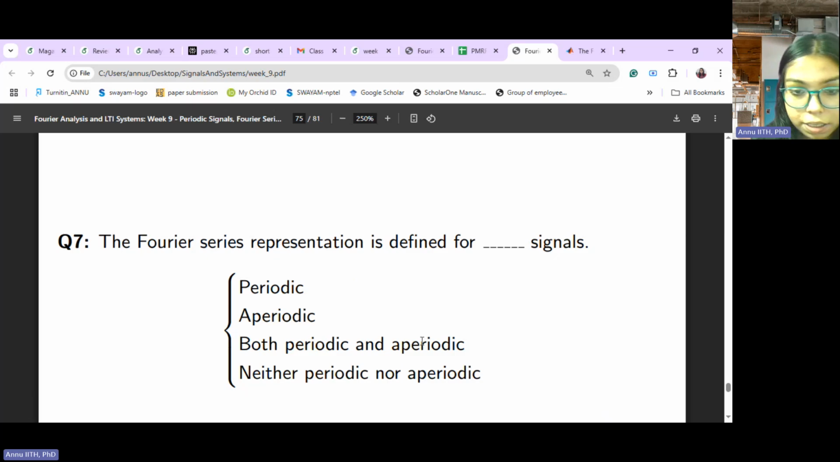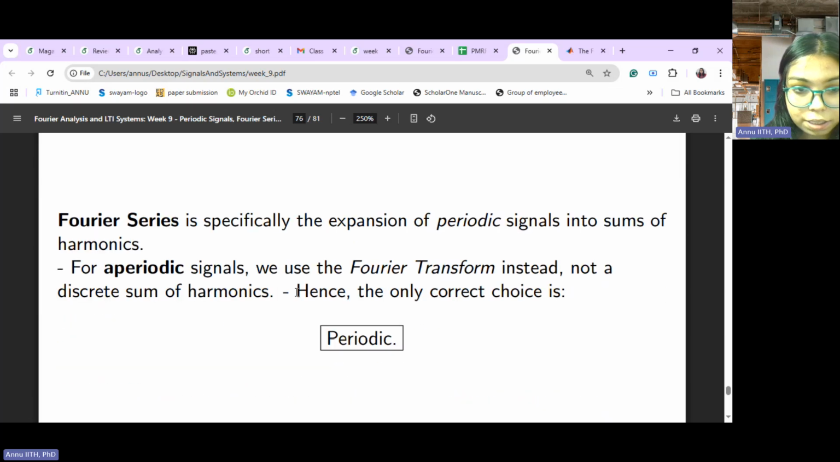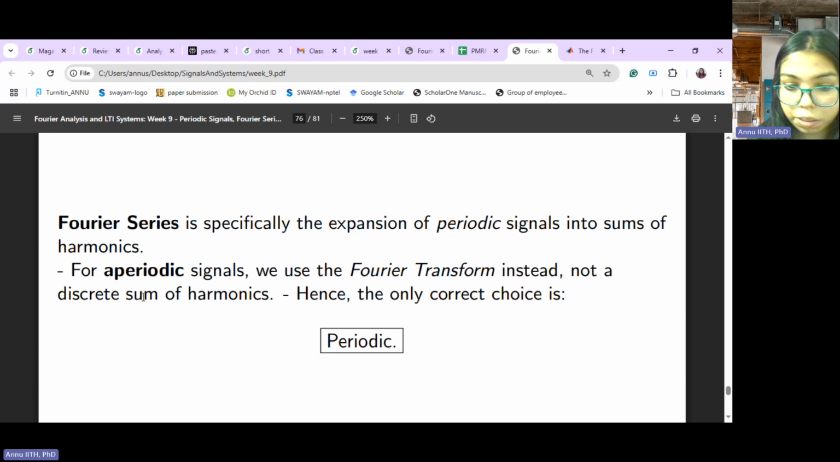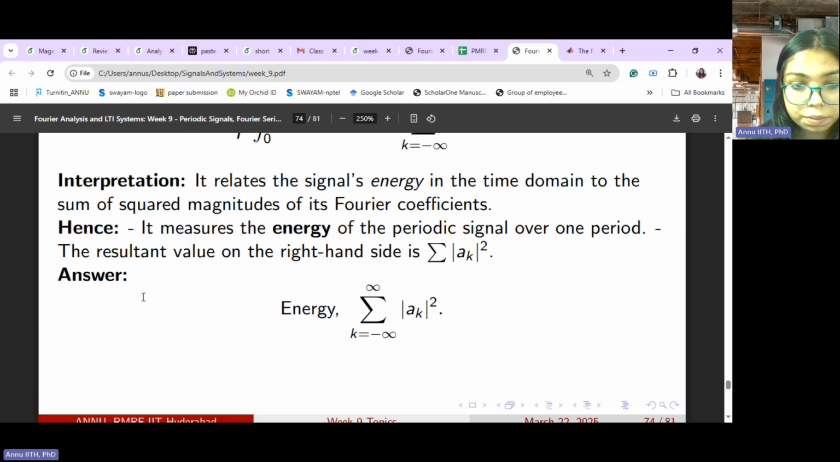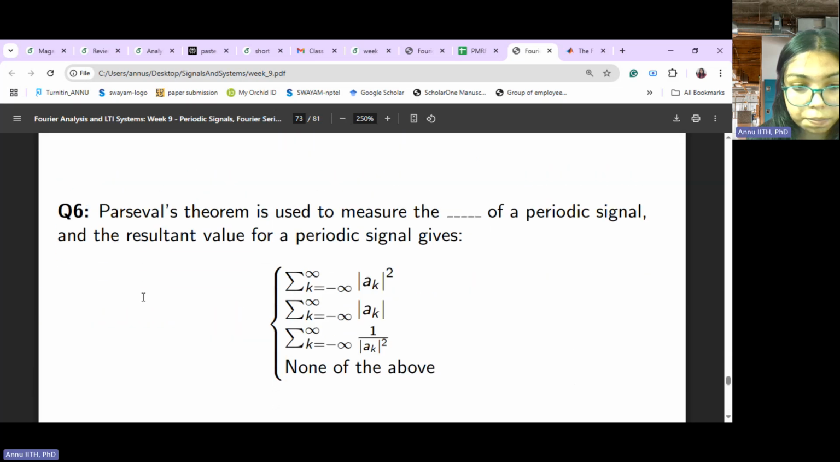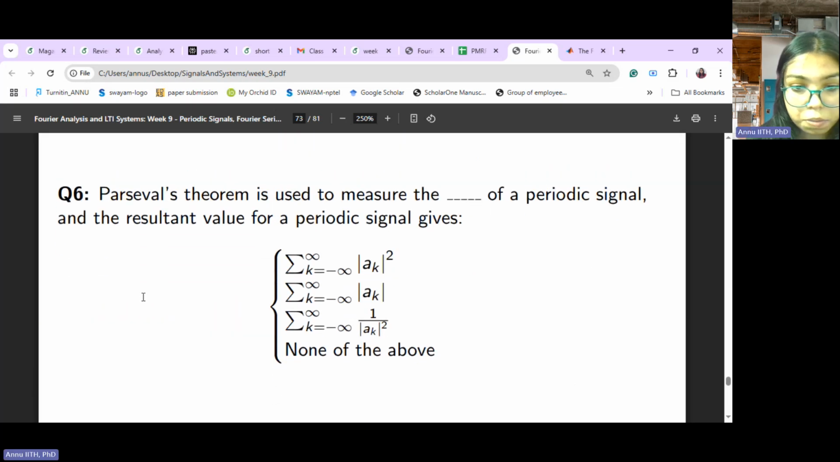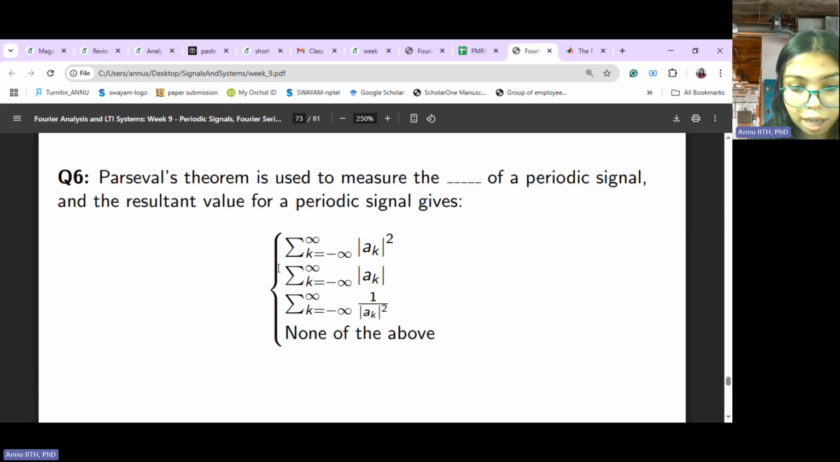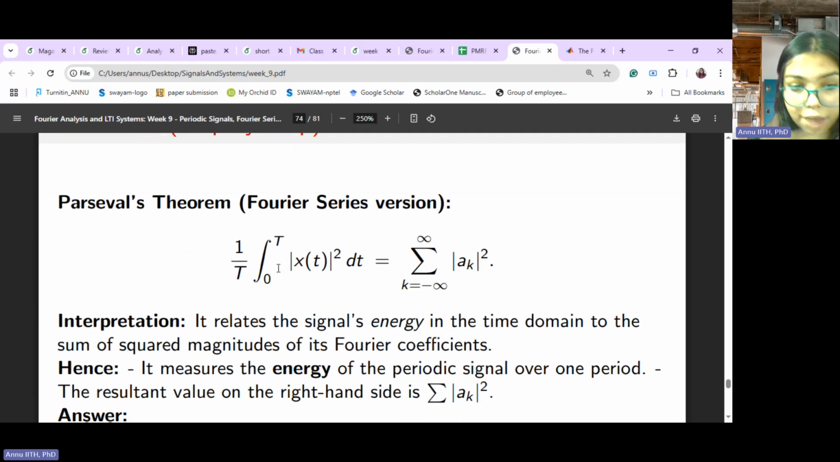The Fourier series representation is defined for a periodic signal. Step by step is like this only. It's specifically the expansion of a periodic signal into sums of harmonics. For an aperiodic signal, we use the Fourier transform instead, not a discrete sum of harmonics, and the only correct option is periodic. Okay, and Parseval's theorem is used to measure what, and the resultant value for the periodic signal gives simply option A. And if you want the step-by-step derivation, you can just have this.